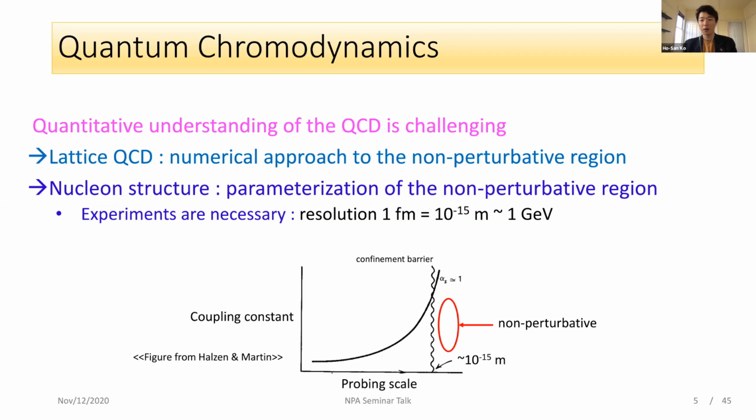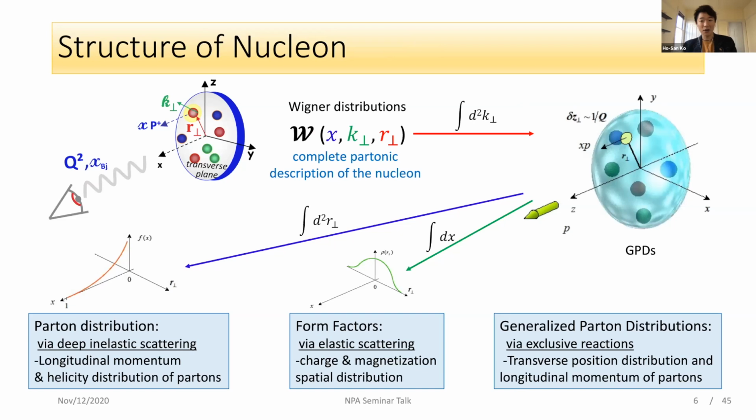Another way of the approach is studying the nucleon structure. So by experimentally studying the structure of the nucleon, we can find clues on how this non-perturbative region of the QCD works. And here are some examples of the parameterization of the nucleon structure. On the bottom and on the middle, it's a form factor.